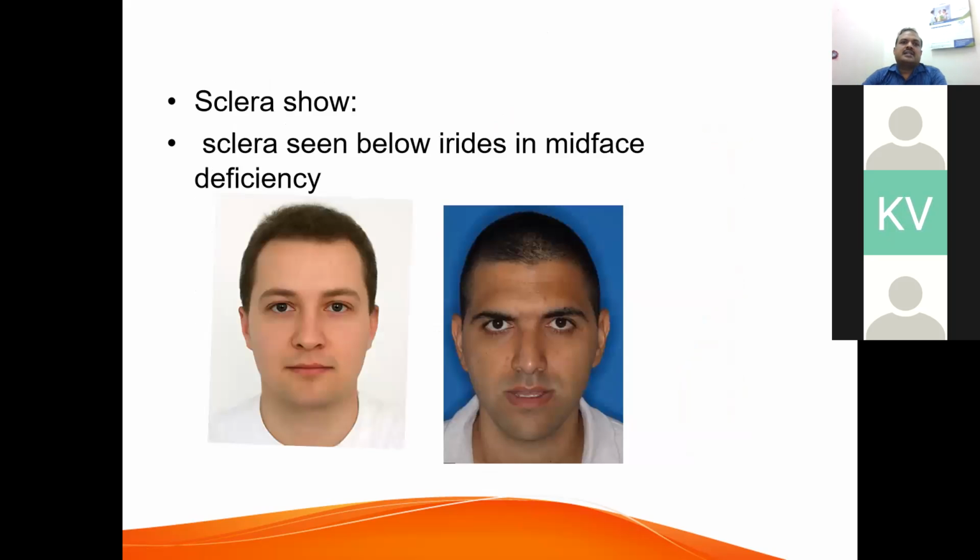The scleral show. Normally when you are visualizing a patient with facial fullness, the sclera will not be visible below the iris. When the patient has a midface deficiency, the picture on your right shows an excessive scleral show, which depicts that they have a deficient middle third of the facial skeleton. So that has to be addressed by advancement of the maxilla or any augmentation.